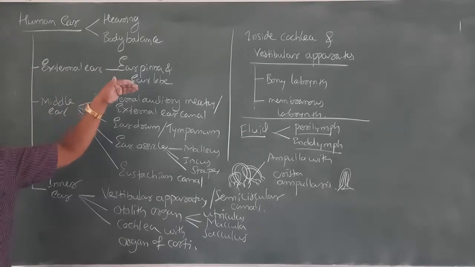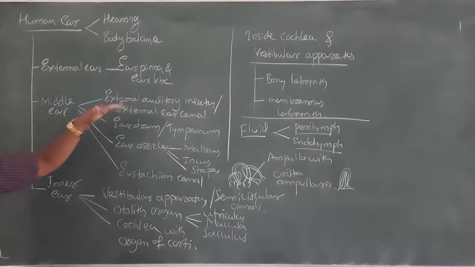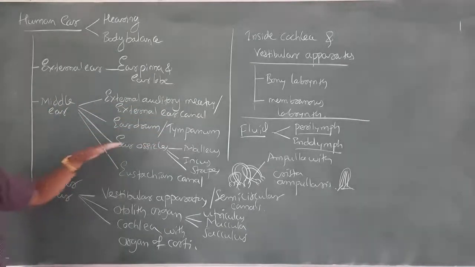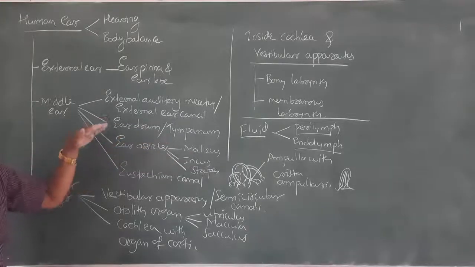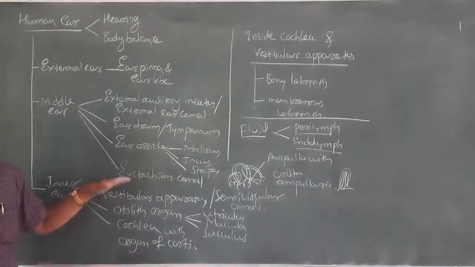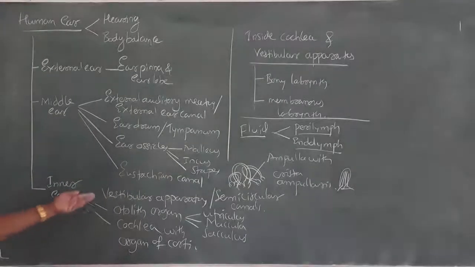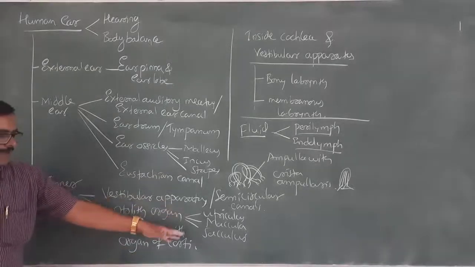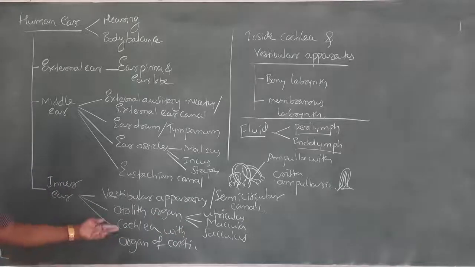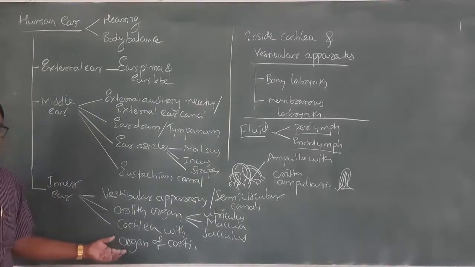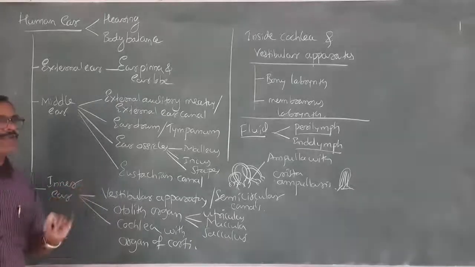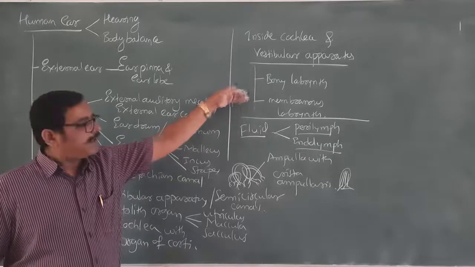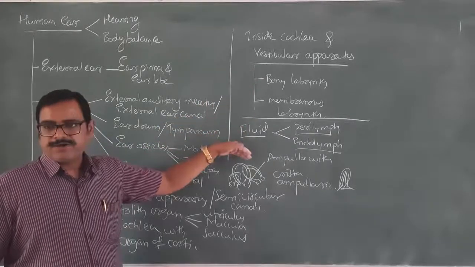The external ear has the ear pinna and ear lobe. The middle ear has the ear canal or external auditory meatus, the eardrum or tympanic membrane, the ear ossicles, the bony particles of the middle ear, and the eustachian canal. In the inner ear we find the vestibular apparatus, also called the semicircular canals, the otolith organ that has the utricle, maculae and saccule, then the cochlea and the organ of Corti. We also find the bony labyrinth and membranous labyrinth, filled with the fluids perilymph and endolymph.